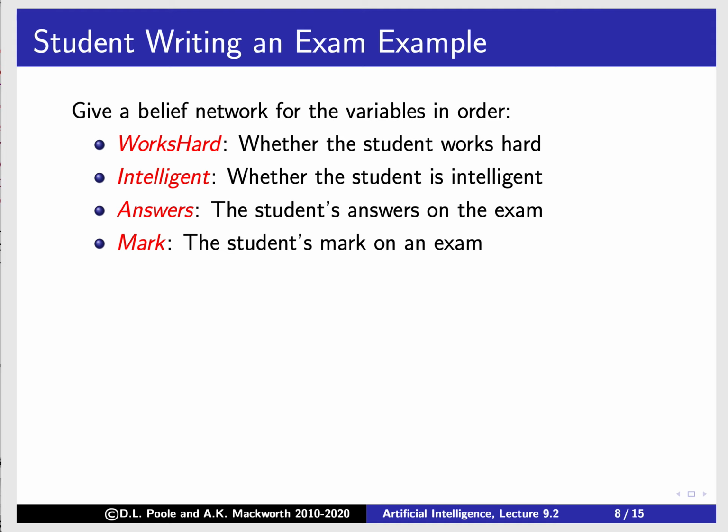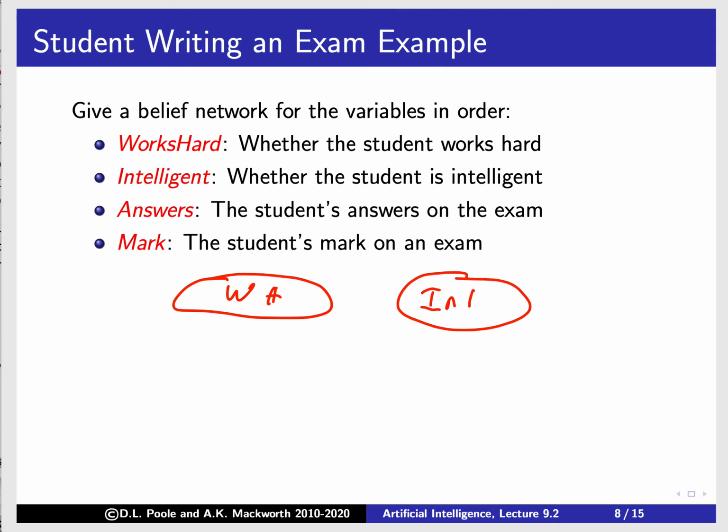So here's another example. Given a belief network for the variables in order of works hard, intelligent, answers, and marks. First of all, we're going to write down works hard. It has no parent, so I'll just write works hard. Now we're going to have another variable called intelligence, and I'm going to assume that they're independent of each other.